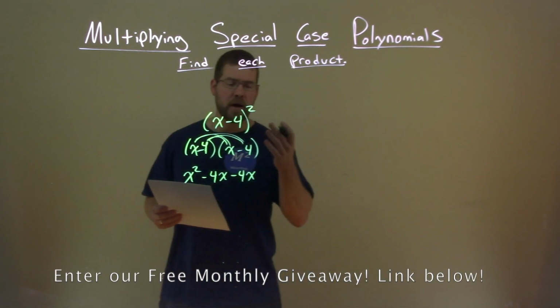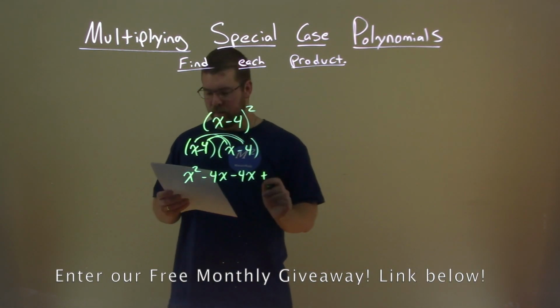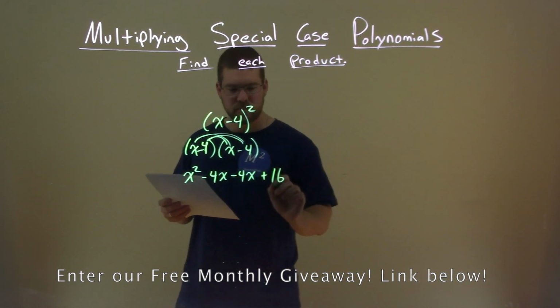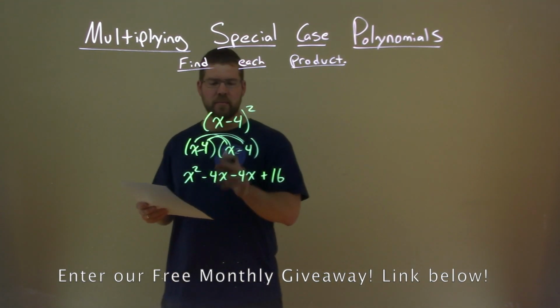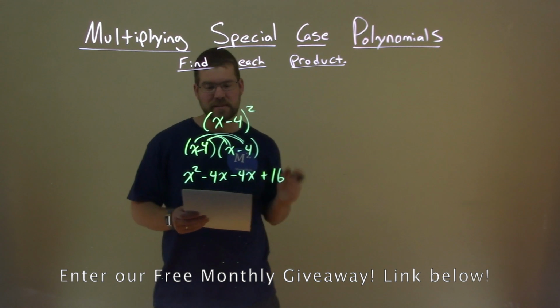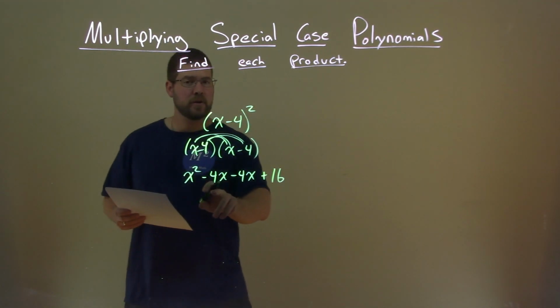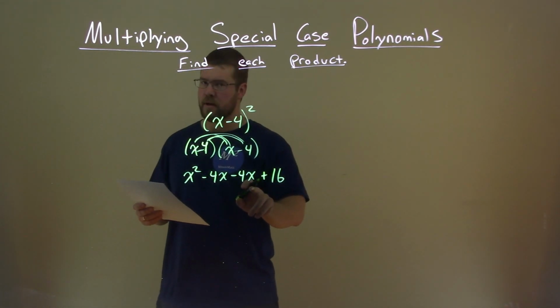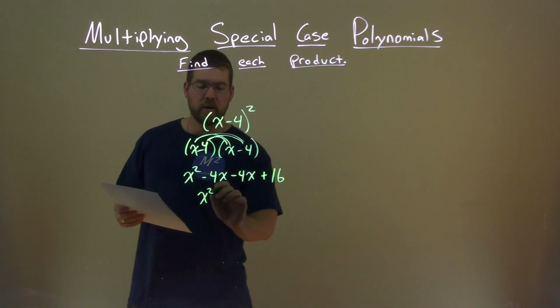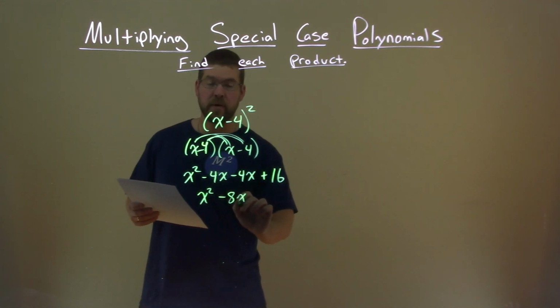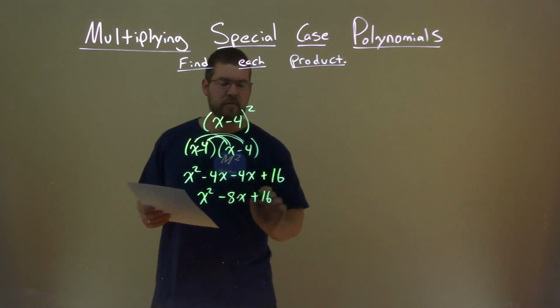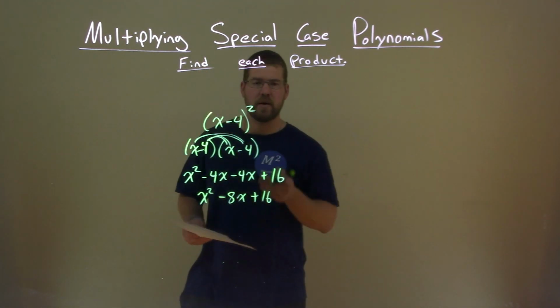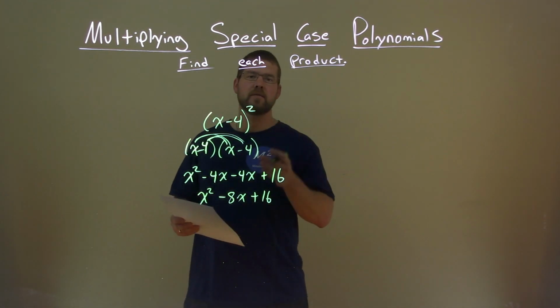well, that's a positive, right? Two negatives make a positive. Positive 16. So now we're left with x squared minus 4x minus 4x plus 16. The only like terms that I see are in the middle, minus 4x and minus 4x. Together they're combined to be minus 8x. We add them together, bring down the rest, and we get our final answer, x squared minus 8x plus 16.